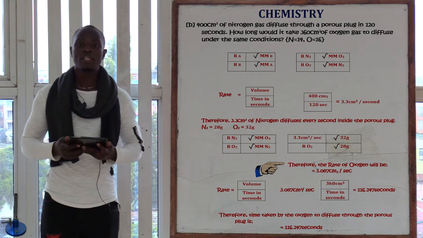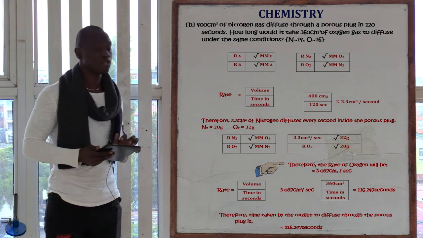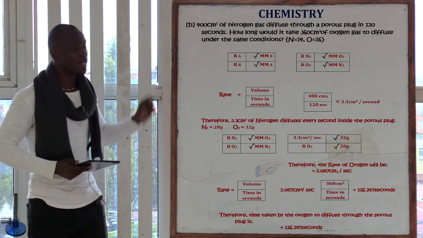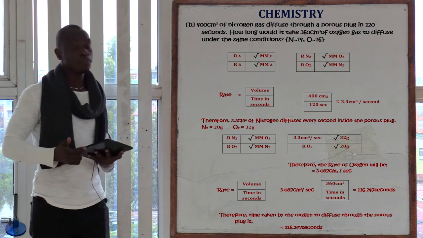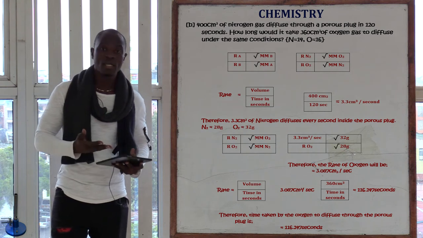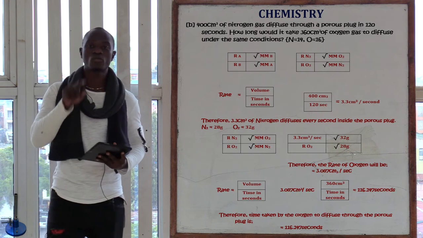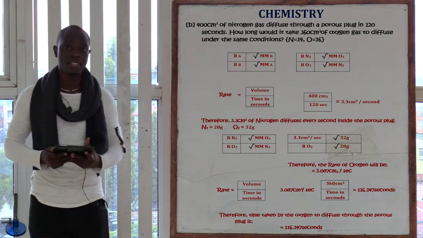If you do this calculation correctly, you're going to get that the rate of oxygen gas is equal to 3.087 centimeters cubed per second. So that is the rate, remember that. And also remember, how do we find the rate? The formula for calculating the rate is the volume divided by the time.